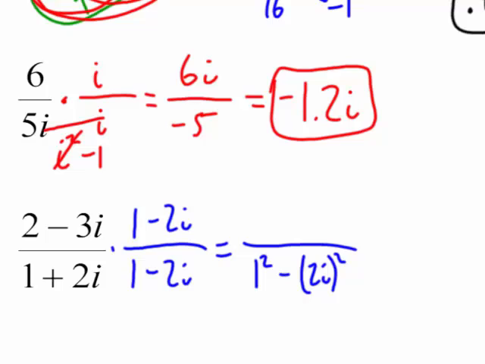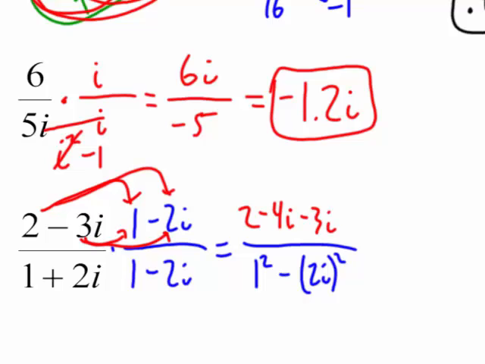So up top, they're not conjugates, so I got to go through the whole FOIL. So 2 times 1 is 2. 2 times negative 2i is minus 4i. Negative 3 times 1 is negative 3i. And negative 3i times negative 2i is positive 6i squared. So sometimes you can skip those steps because you should know that i squareds are really negative 1.